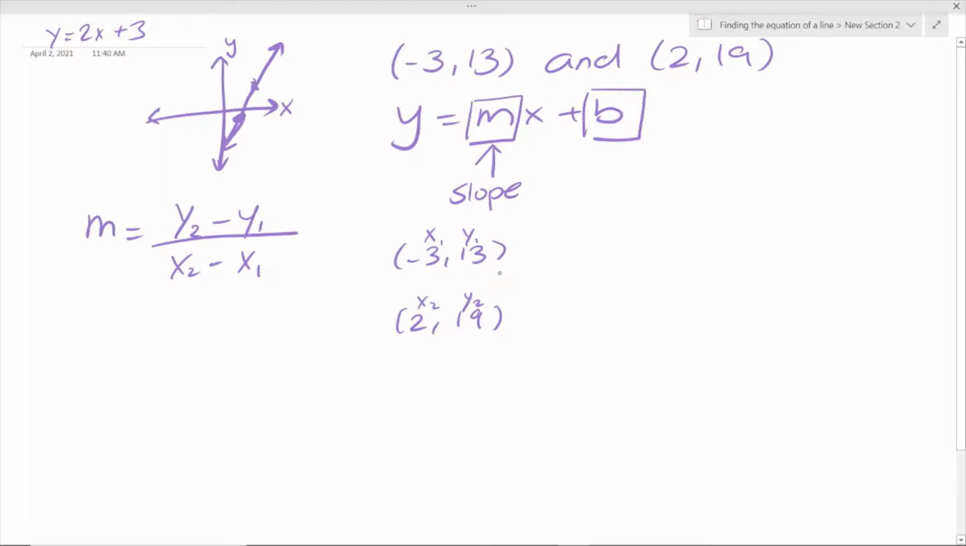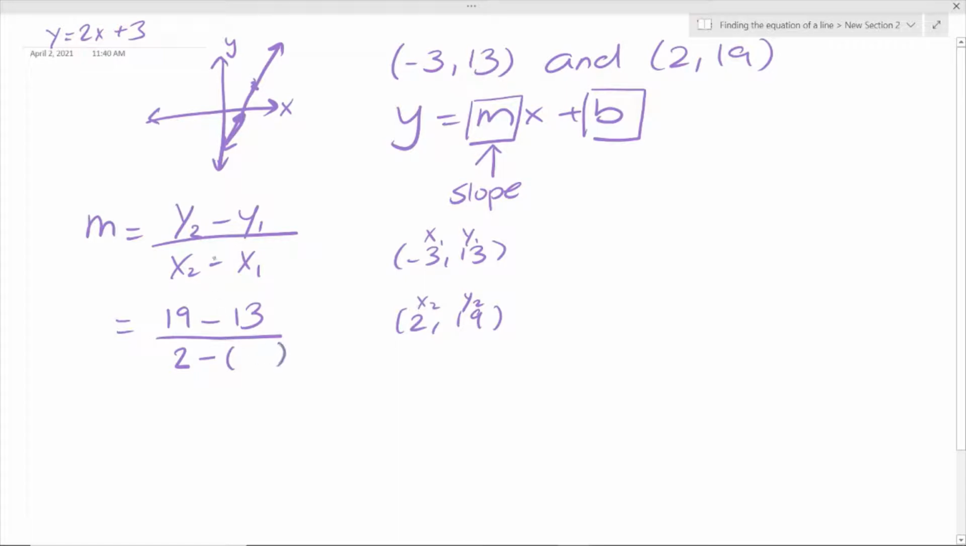So here we labeled these coordinates, and now we can see, okay, well, we need to find, we know y2 is 19, so we're going to plug in 19 for y2, and then y1 is 13, so we're going to plug in 13 for y1, and then x2, we can see it's 2, so we're going to write that in, and we have to subtract x1, so our x1 is -3, so watch out for the negative.